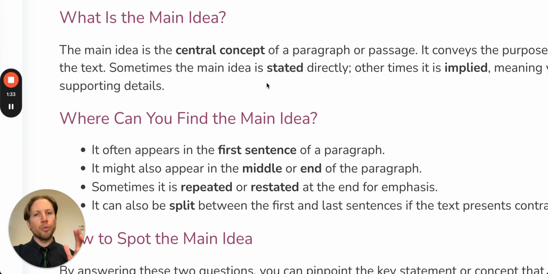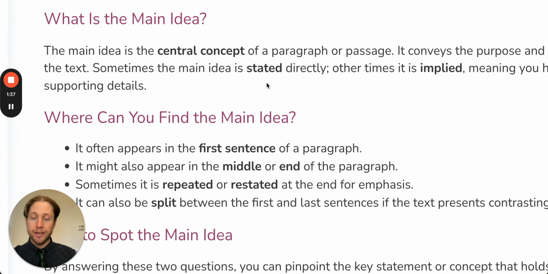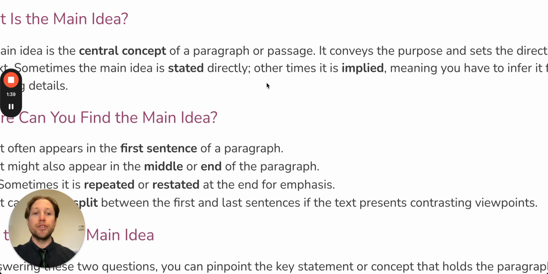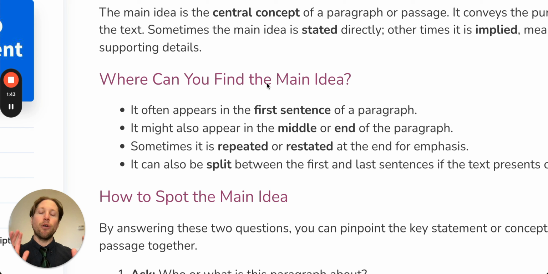So remember that the main idea in a text can be either stated directly or indirectly, where you'll have to infer the meaning of that text passage. Now, when taking your paraprofessional exam, it's going to help you to save time if you know where to look for the main idea. Remember that the majority of the time, the main idea is stated in the first sentence of the text passage. However, it can be stated in other places too.